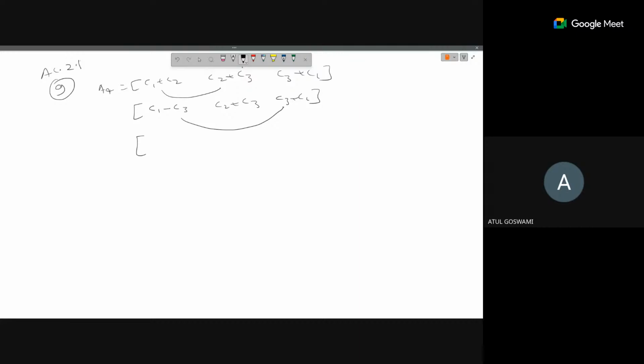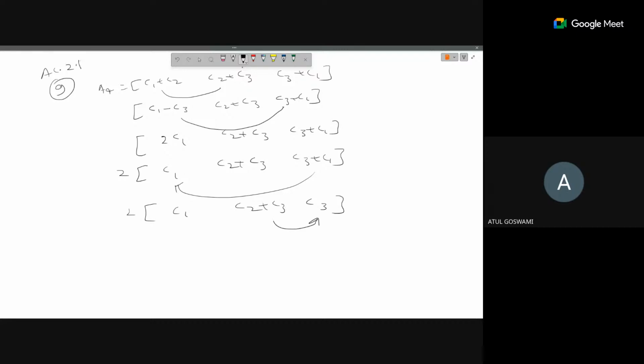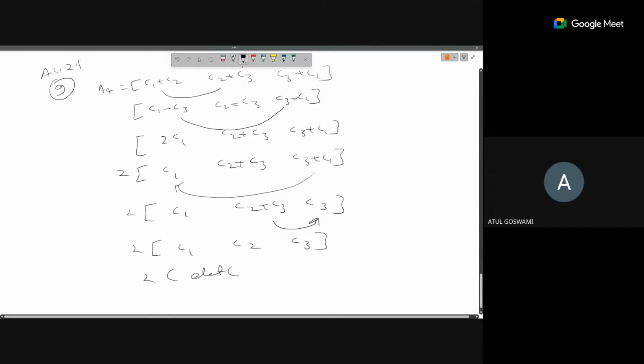Then I'm getting 2 times C1, C2 plus C3, C3 plus C1. And in the next step, I'm just taking 2 outside: C1, C2 plus C3, C3 plus C1. And then for this, I'm subtracting this from this. Okay, and I'm getting C1, C3, C2 plus C3. And next step, I'm subtracting this from this. I'm getting C1, C2, C3. Okay, this is the determinant of A.